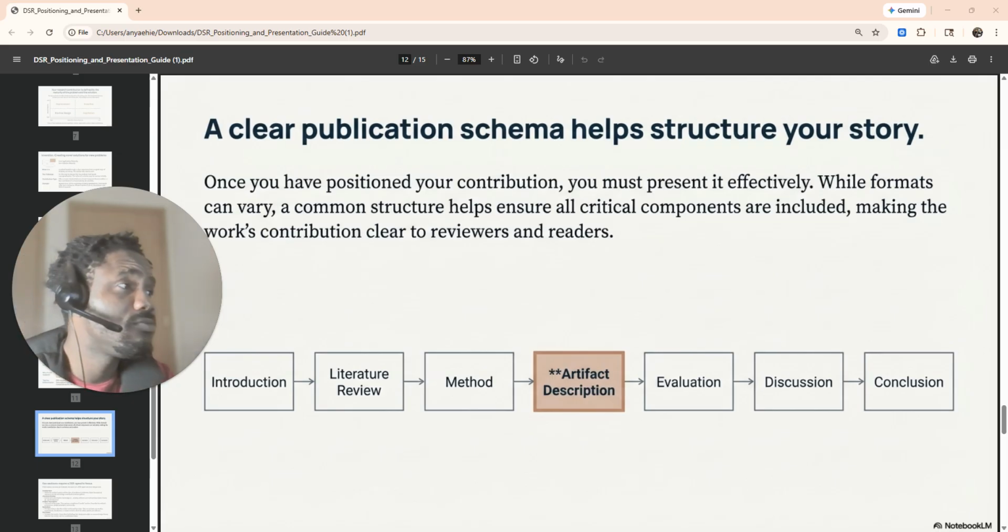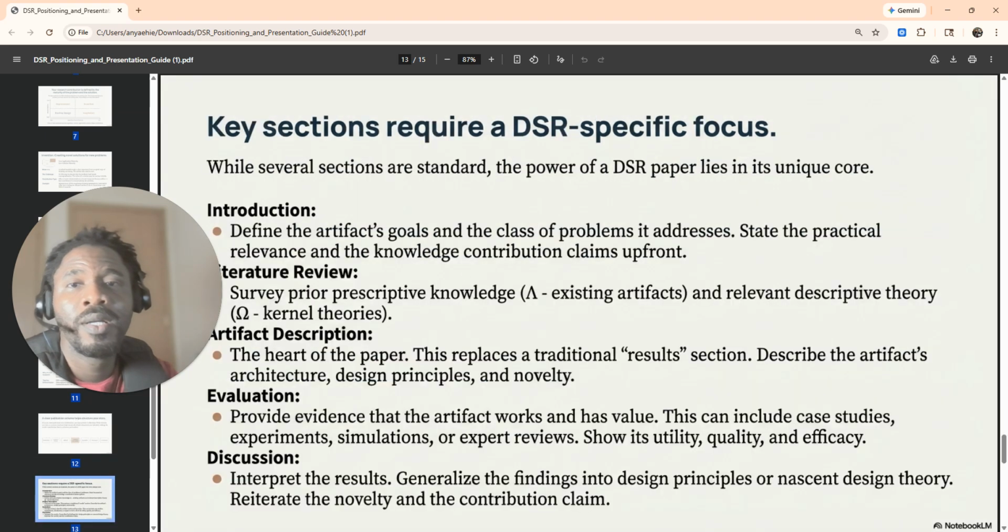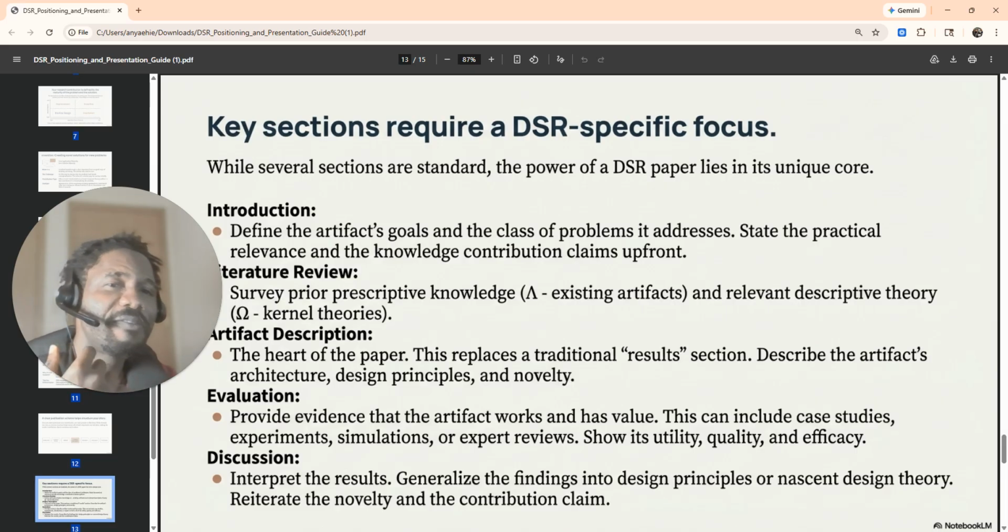So evaluation, discussion, conclusion. While this looks standard, the content within this section is specific to design science. So number 13, let's zoom in on critical differences. In your introduction, define goals of your artifact. In your literature review, don't just review literature, review existing artifacts. That's more like the prescriptive knowledge, existing artifacts.